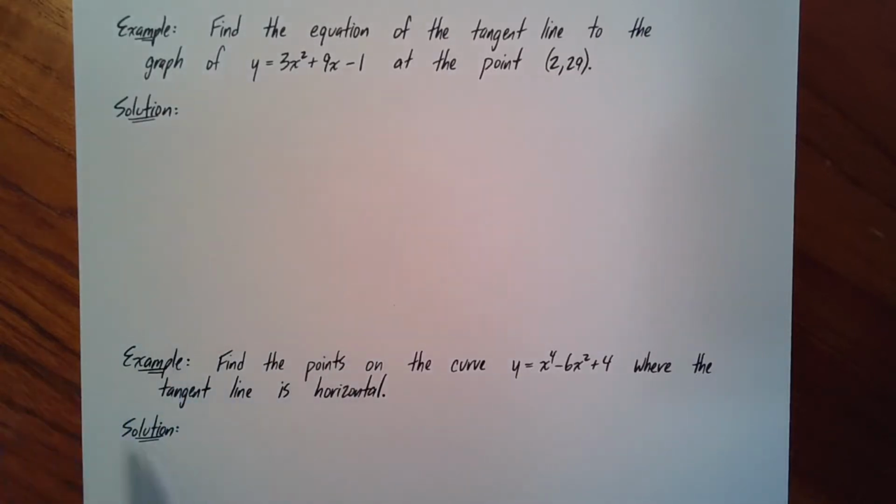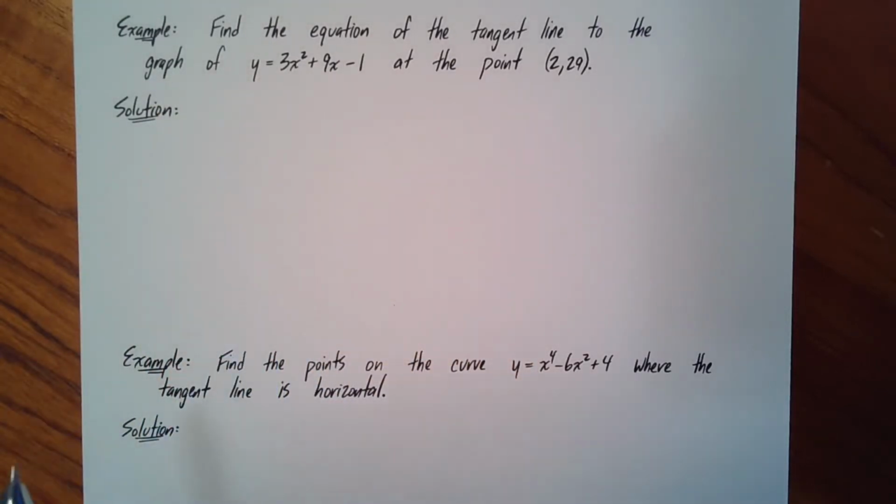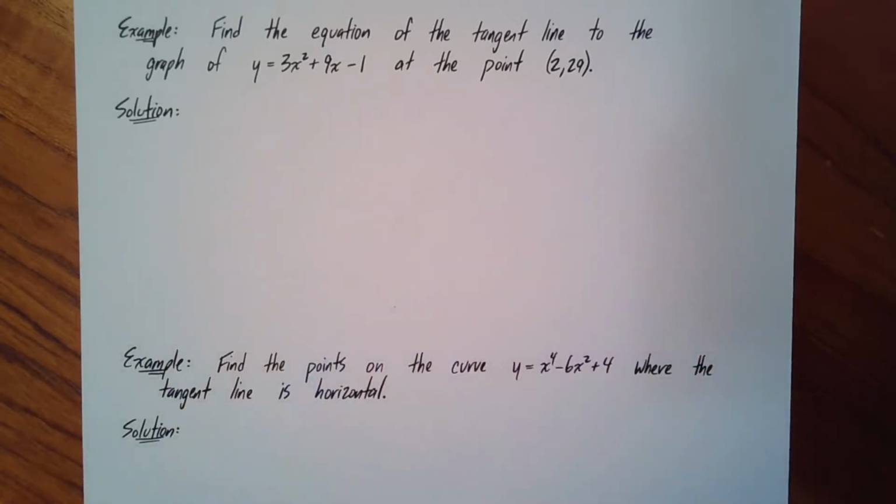Okay, so this next example asks us to find the equation of a tangent line to the graph of this function here. We've got y equals 3x squared plus 9x minus 1 at this point, which is given to us with x coordinate 2 and y coordinate 29. Okay, so how are we going to do it? Well, first of all, what do you need to get the equation of a line? You need the slope, and you need a point that the line goes through.